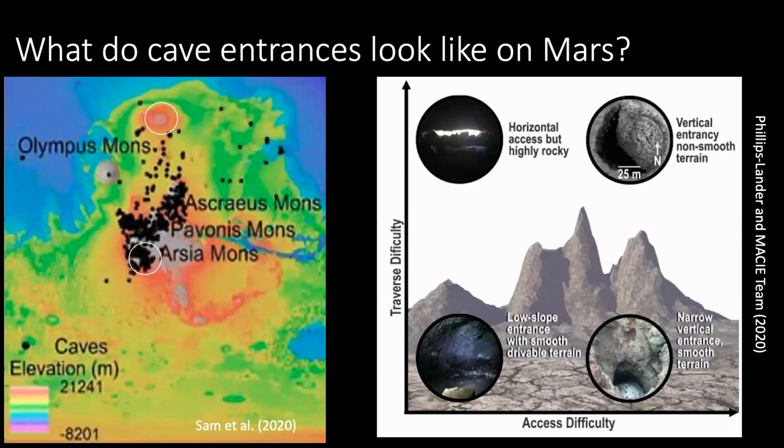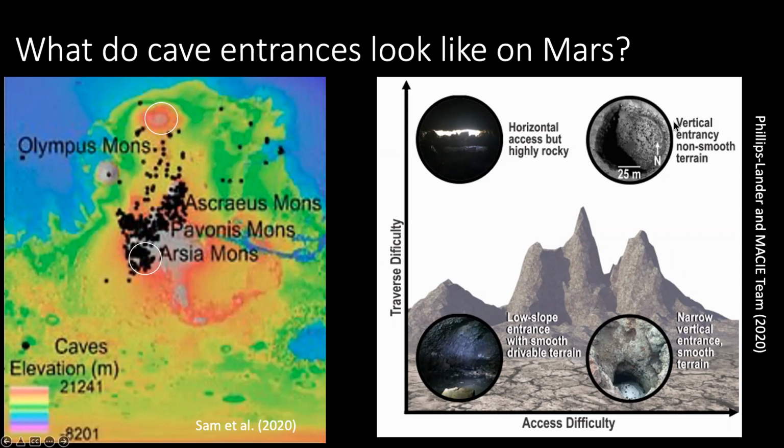So there's only really been significant characterization done of two volcanic edifices, Archaeamons and Albamons. But in general, when we were scoping out MACIE, we looked at Earth and we said, okay, what are the types of cave entrances we see on Earth?